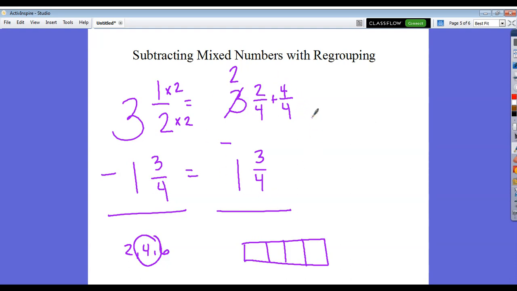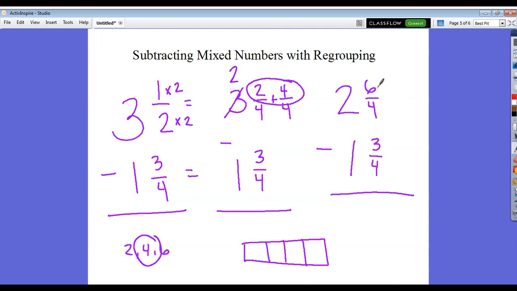Now I'm going to rewrite this problem one more time so it looks a little bit more friendly. So instead of 3 2/4, I now have 2, and 2/4 and 4/4 are going to give me 6/4. So 2 6/4 is the same amount as 3 2/4. It's just written differently because I have already regrouped. And now I'm going to subtract 1 3/4.